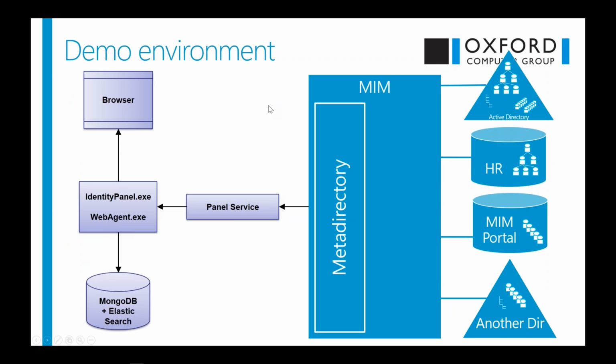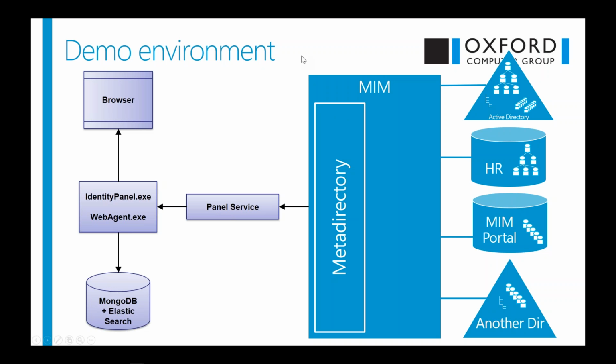This is what my demo environment looks like. I have got my usual kind of MIM setup. So on one server, I've got MIM, I've got the MIM portal, I've got an HR system which is providing me with authoritative source of truth type data about my users. MIM portal is being used to manage groups particularly. And then I'm provisioning into Active Directory, maybe into some other directory. It doesn't really matter. We could be talking to any number of directories.